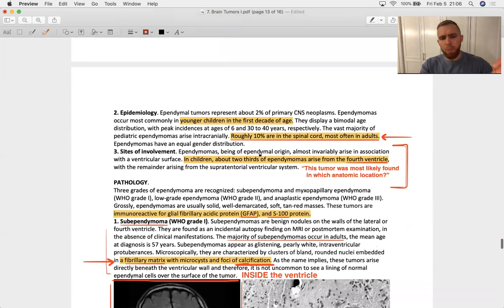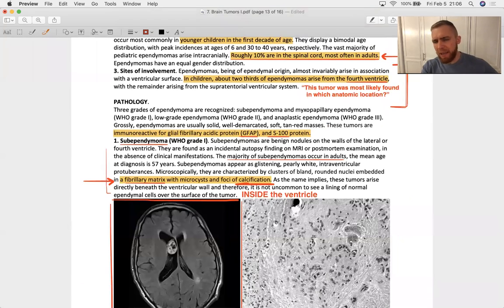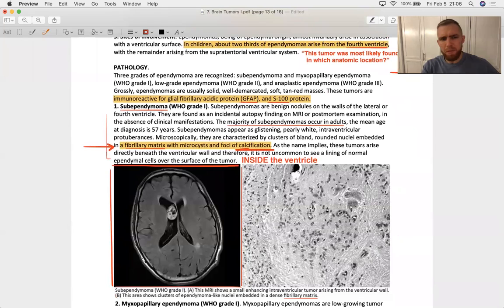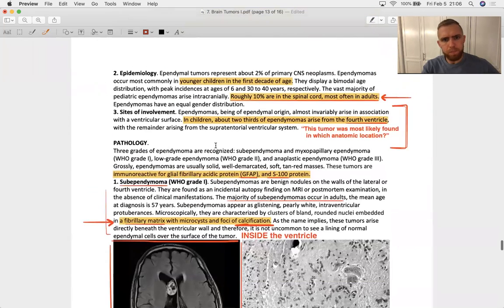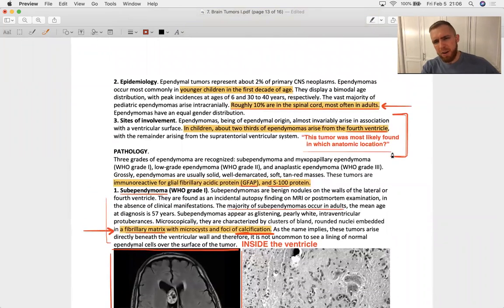So the ependymoma stains for GFAP, the same thing that astrocytomas stain for, but then it also stains for S100 protein, which is something that cells of neural origin like to stain for. So that can kind of complicate the ependymoma diagnosis. You might start thinking it's something else.